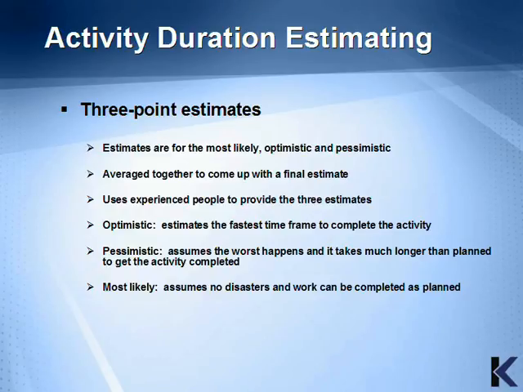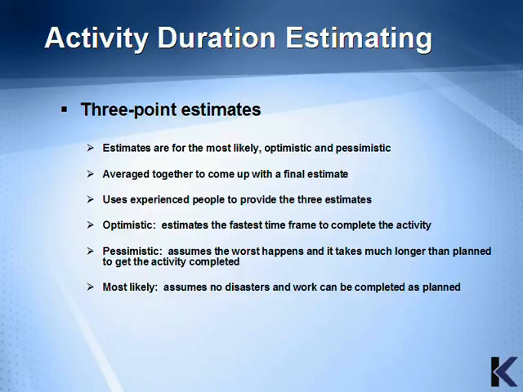Three-point estimates are estimates that are used for the most likely, optimistic, and pessimistic estimating. They're averaged together to come up with a final estimate. It uses experienced people to provide the three estimates.